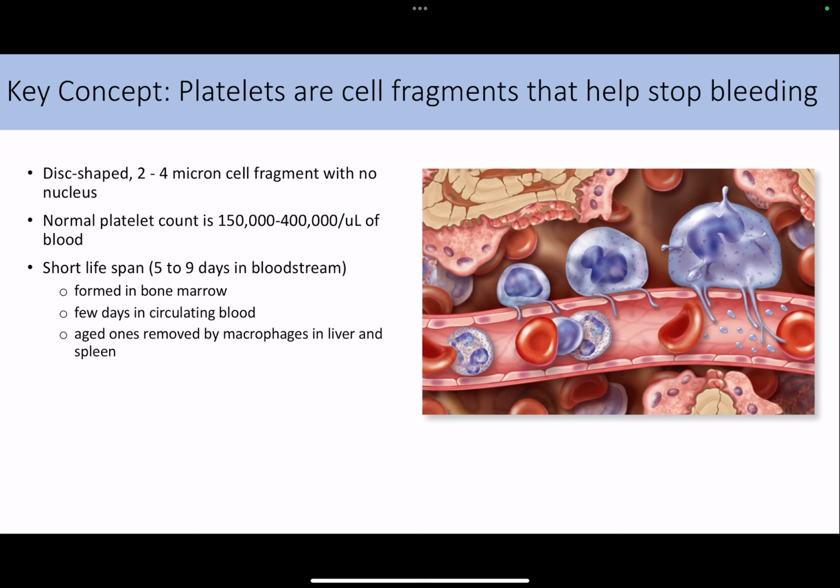They are formed in the bone marrow. They are only circulated in the blood for a few days, and the aged ones are removed by macrophages in the liver and spleen to be recycled. And if the bone marrow were to ever stop producing blood, it's platelets that actually go first. We're going to run out of platelets before anything else. So, questions about platelets? Okay.